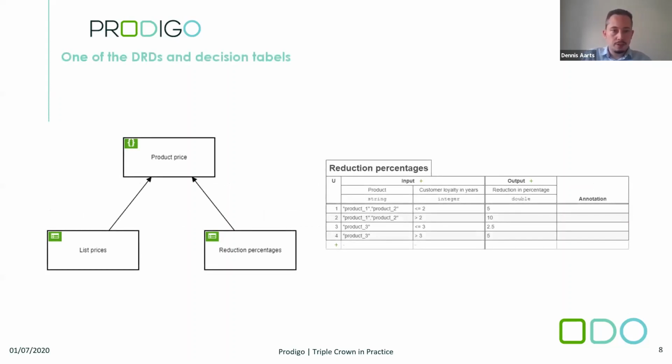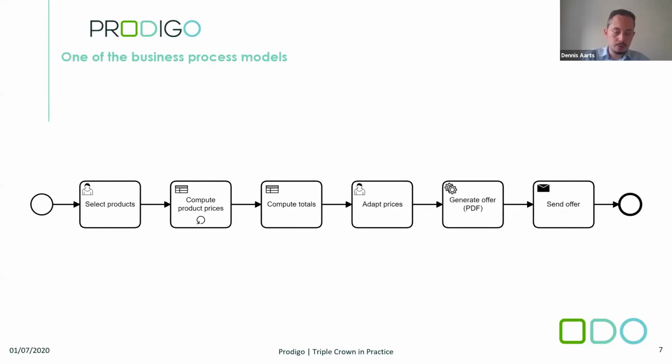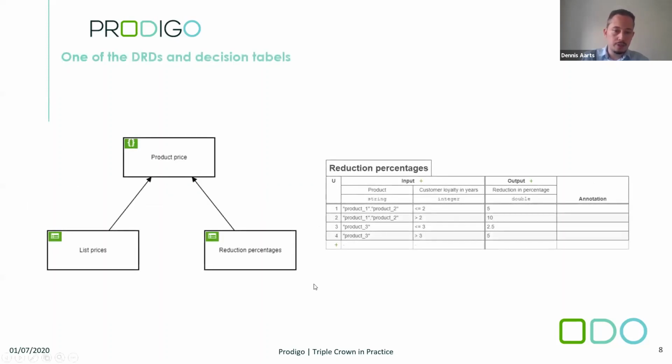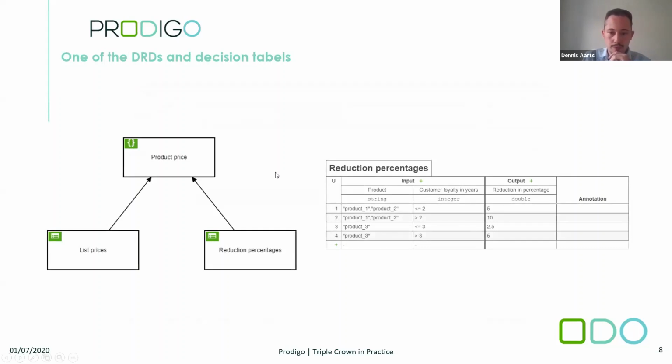And then you see one of the DRDs. So what you see here, let me take you one step back, is the compute product prices. So that means that you compute the product price for one single product. And what is done here is you have the list prices and the reduction percentages. The list prices are based on the product that is being selected. The reduction percentages are based on the product and the customer loyalty expressed in years. And based on that, the product price is being computed. So that's the total of the number of that type of products that is being requested by the customer. So what you see at the right here is the computation of the reduction percentage.